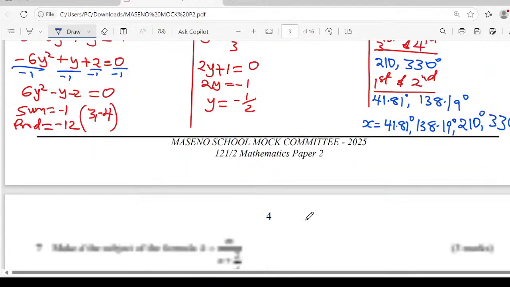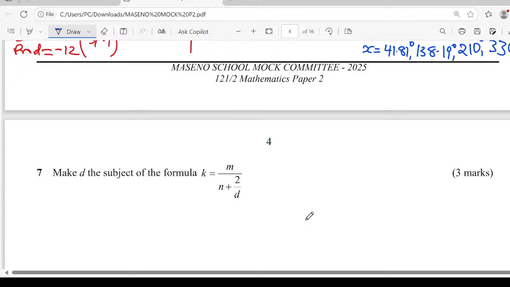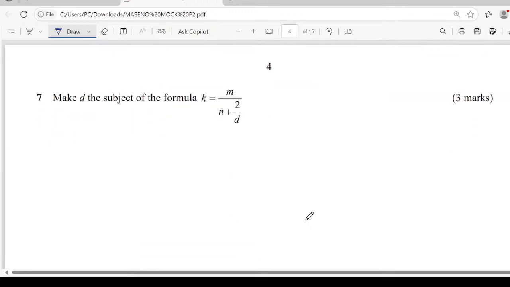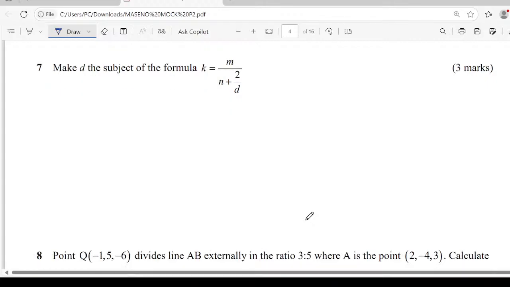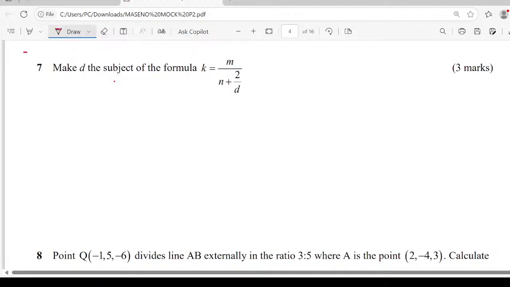Make sure you do a lot of practice. Now I go to question number 7 that says make d the subject of the formula. Very common question. Step number 1, I'm going to remove that denominator by multiplying through by it, or I cross multiply. So when I cross multiply, I'm going to have k into n plus 2 over d, being equivalent to m.